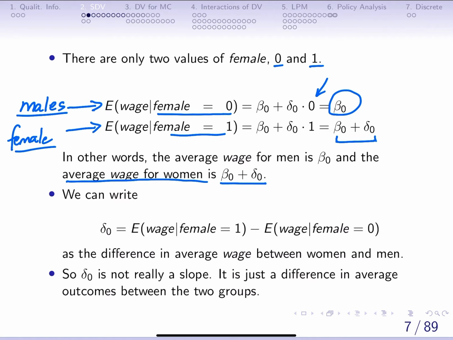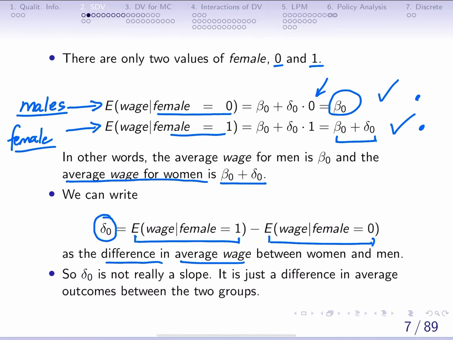Okay, so now we can basically rewrite what delta naught is, since we know what beta naught is. This is the average wage for men, and what the average wage for women is. We can take the difference. The difference between these two is going to be delta naught, right? So delta naught is basically giving you the difference in the average wages between women and men.